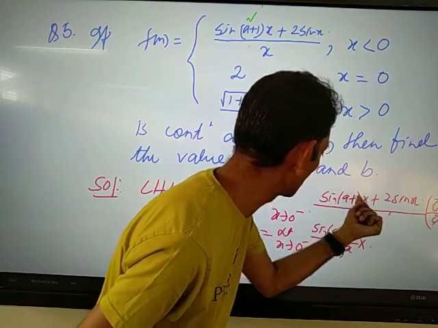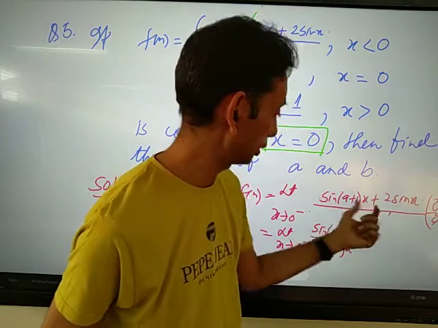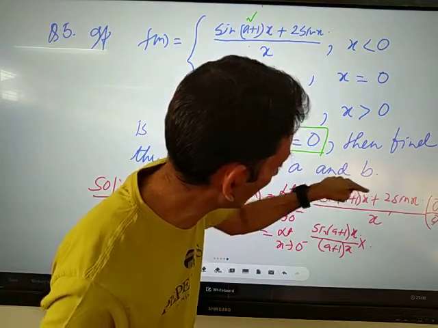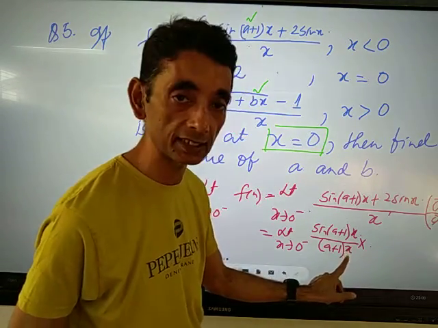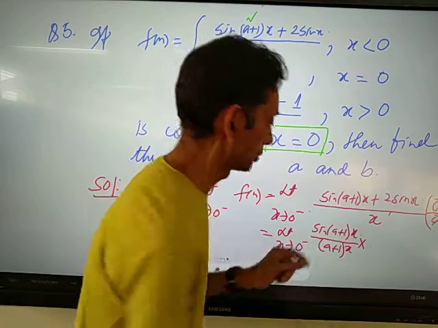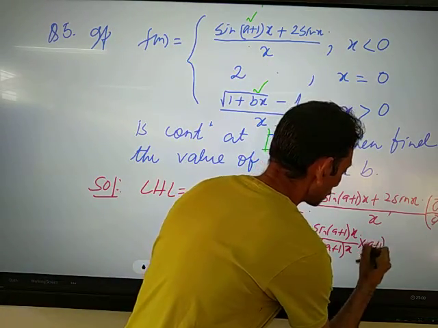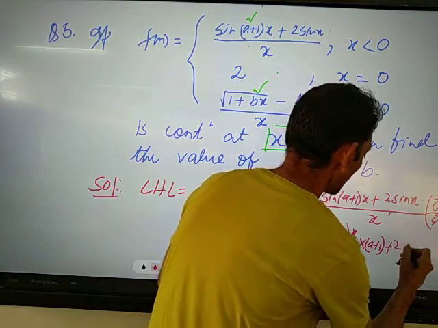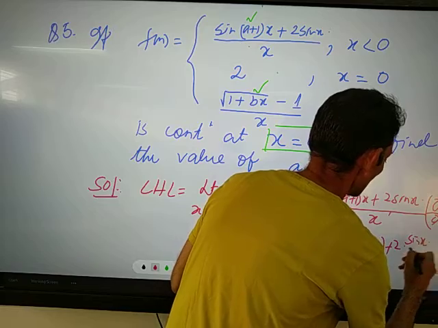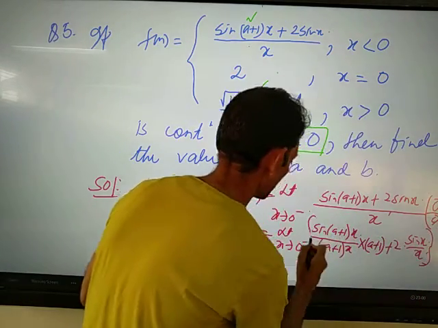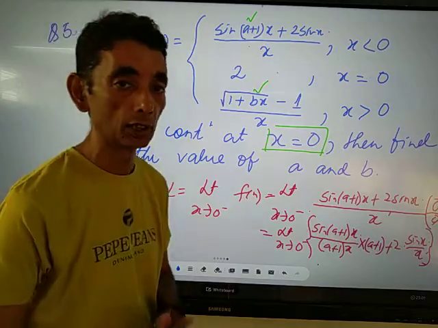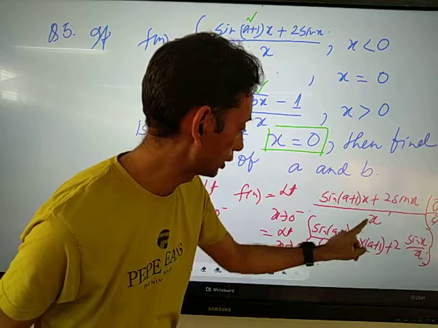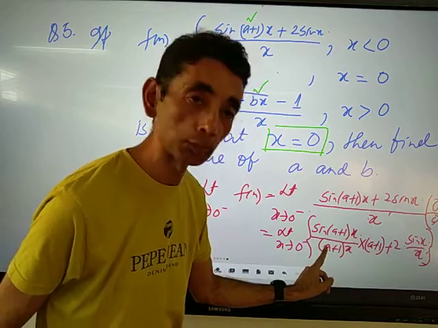Right? So let's just separate the terms. First, this is sine (a plus 1)x by x, and plus 2 sine x by x. So we'll separate the first term. Sine (a plus 1)x is already there, and in the denominator only x is there. So just multiply by a plus 1. So we need to multiply the numerator by a plus 1. Okay, so now next 2, then sine x by x. Fine? Yes. These are simple steps. I hope you can definitely follow the steps. Sine (a plus 1)x, and with x we have multiplied by a plus 1.